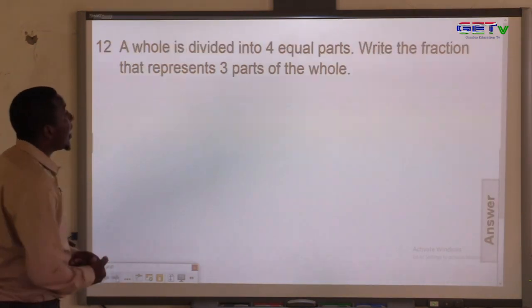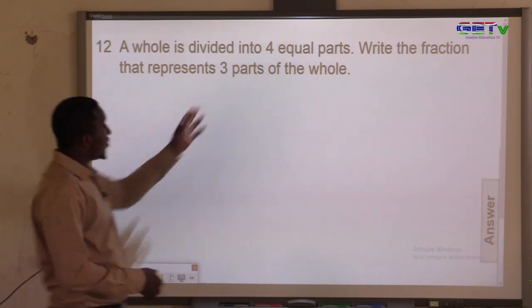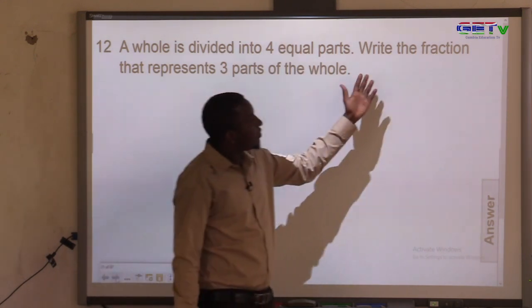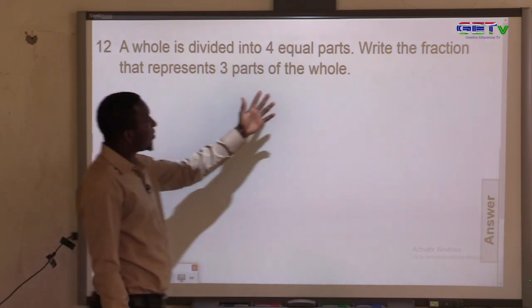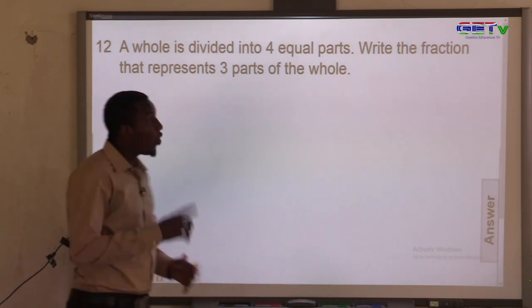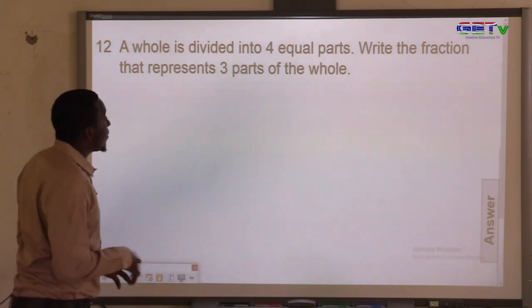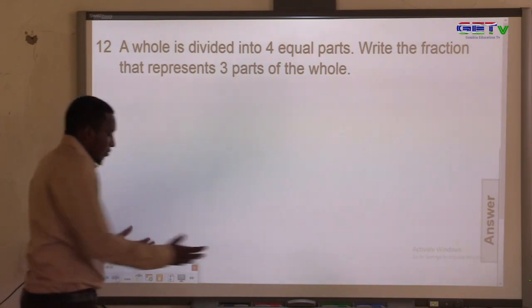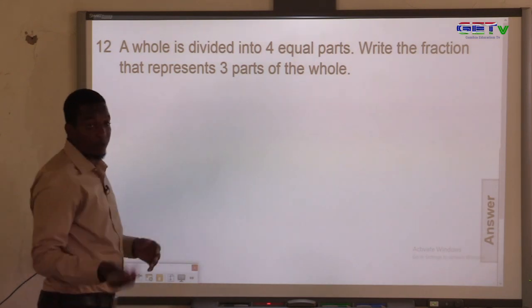All right, we look at the other question that is available for us here. We have a whole that is divided into 4 equal parts. We are asked to write the fraction that represents 3 parts of the whole. A whole is divided into 4 equal parts. Write the fraction that represents 3 parts of the whole. We can assume the whole to be anything, but it has to be divided into 4 equal parts.